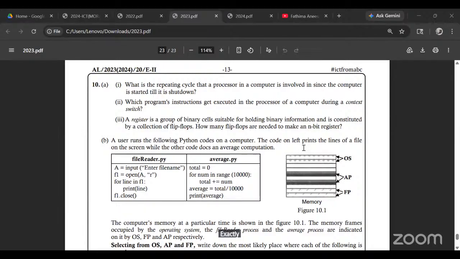Exactly, Ajmal. So they're saying n, so it's n. That's it. Correct. So this paper was a bit tricky, right? There are more questions.